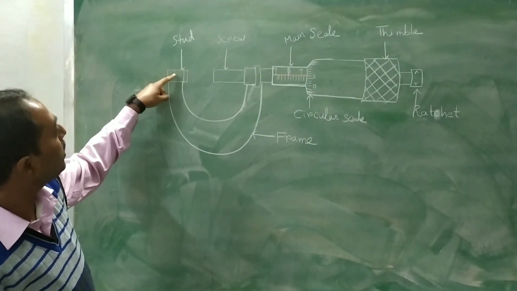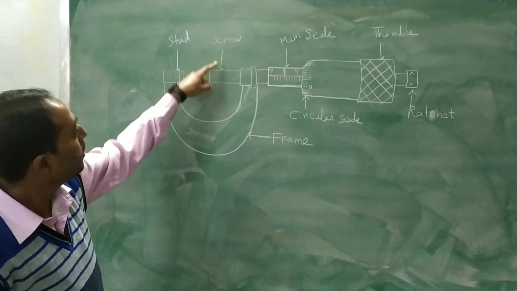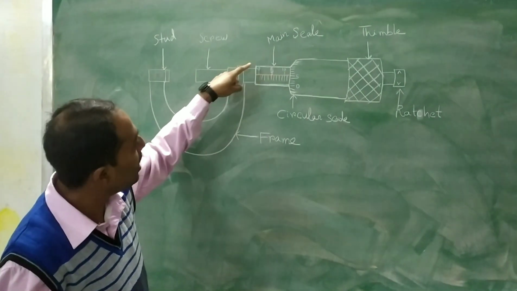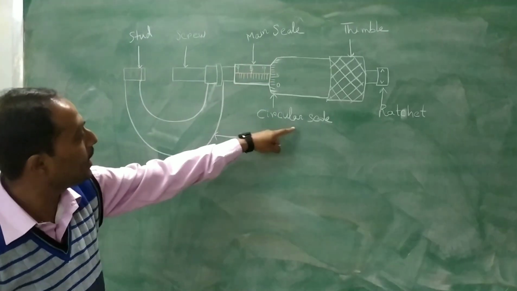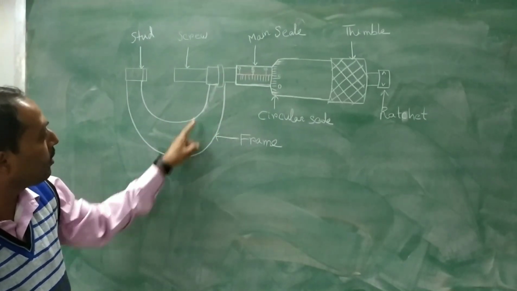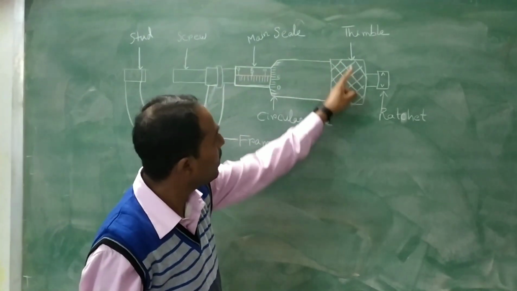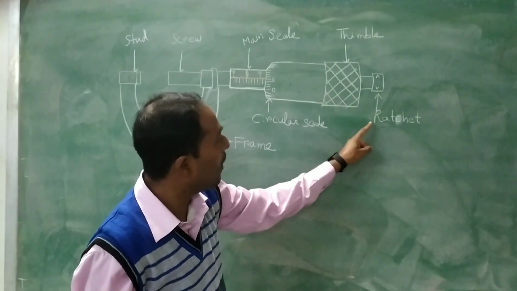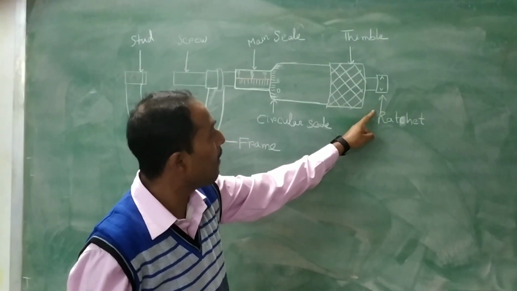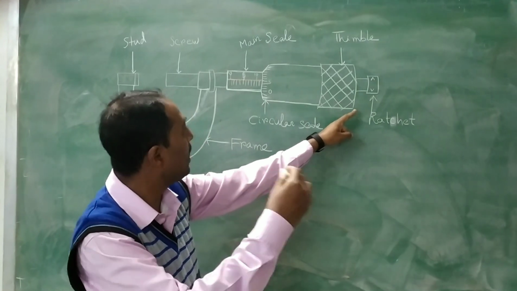The first one is called the stud or jaws. This is the screw. The next part is the main scale. There is another scale, the circular scale. This is called the frame, and this is the thimble, and the last part is the ratchet. With the ratchet, we rotate the screw of the screw gauge.